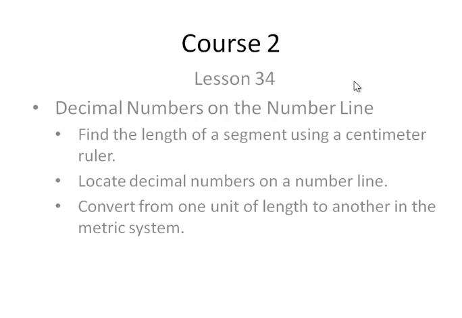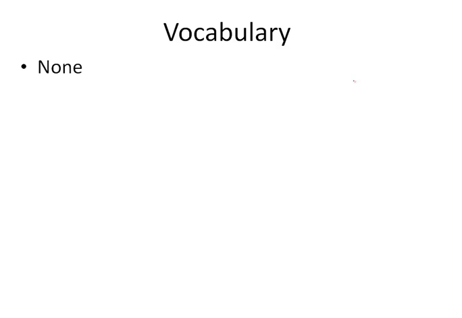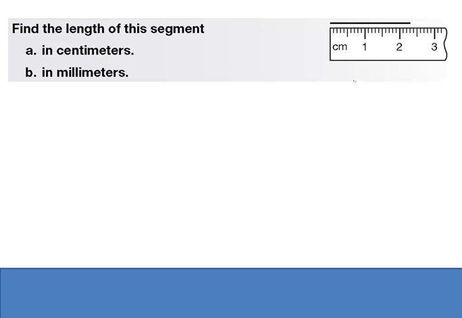Welcome to lesson 34 of course 2. In this lesson we're going to talk about decimal numbers on the number line. We're going to find the length of a segment using a centimeter ruler. We're going to locate decimal numbers on a number line, and then we're also going to convert from one unit of length to another using the metric system. We have no new vocabulary for this lesson, so let's get started.